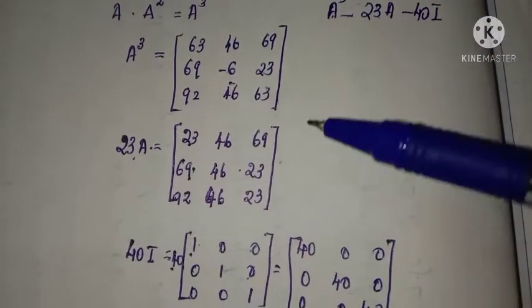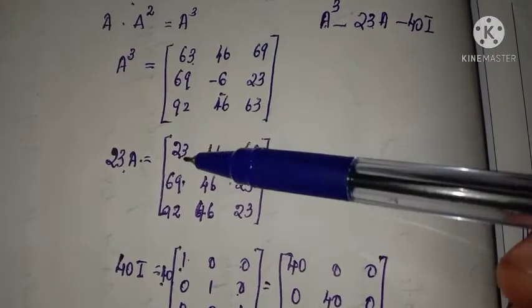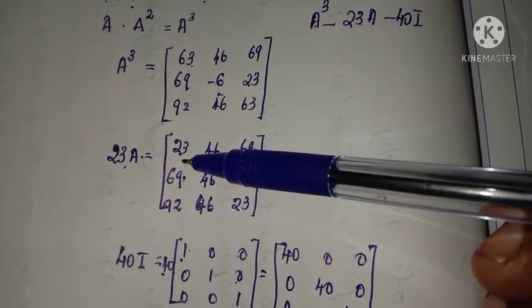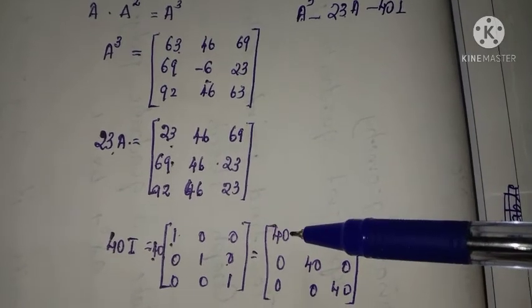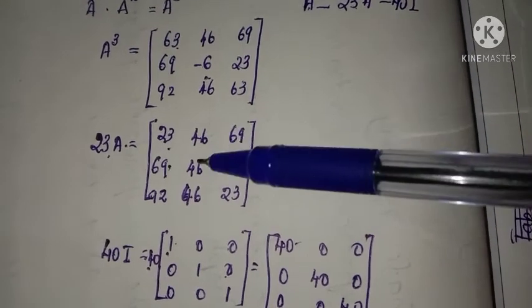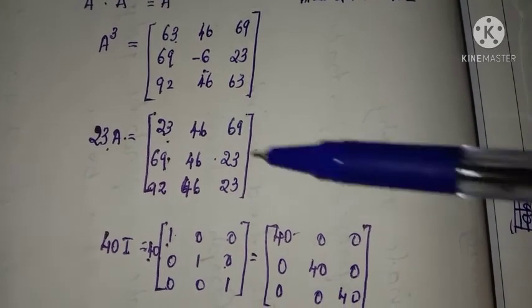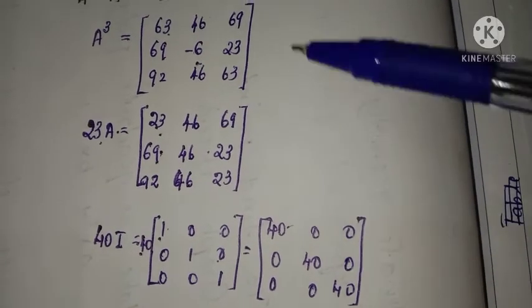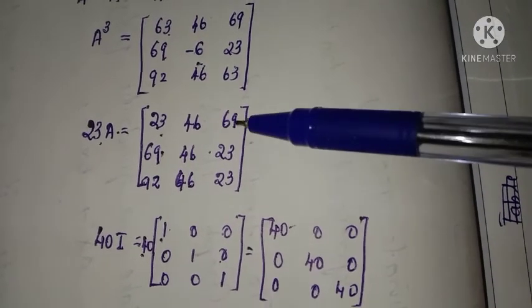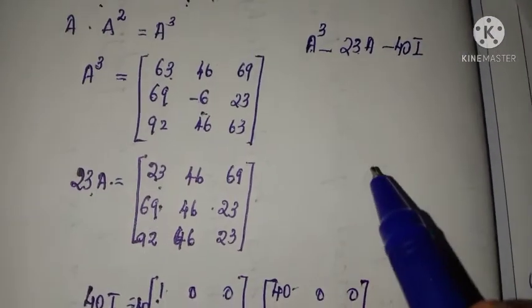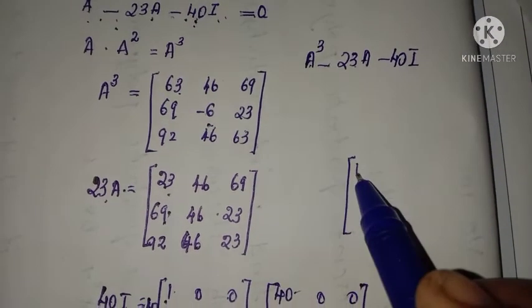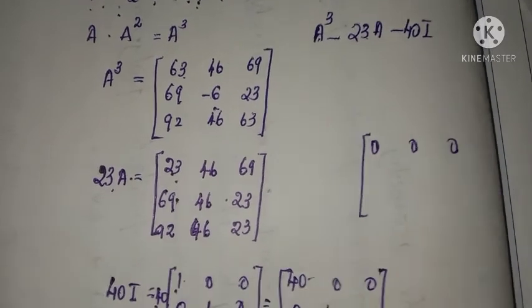Let's see here. 63 minus 23. 63 minus 23 is 40. 40 minus 40, 0. Okay. 46 minus 46, 0. 0 minus 0, 0. 69 minus 69, 0. 0 minus 0, 0. So the first row becomes 0, 0, 0.